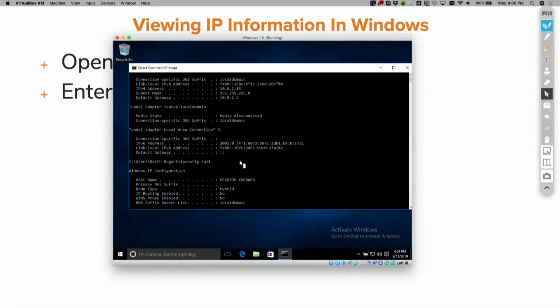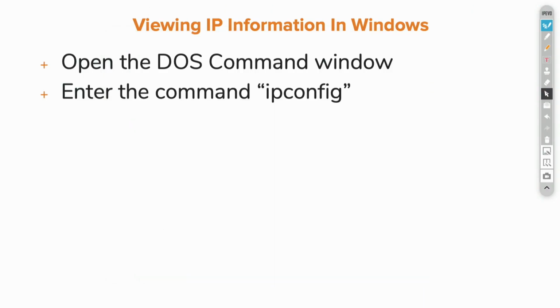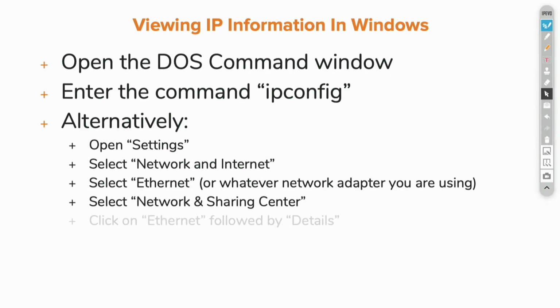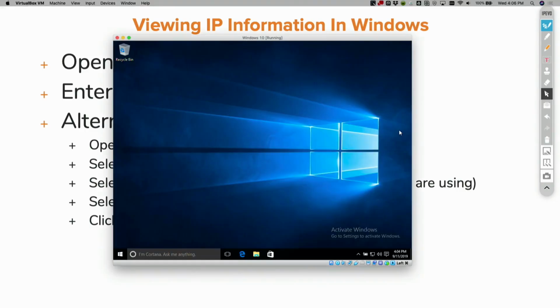Or if you're a fan of using the GUI, you don't have to use the DOS prompt at all. And that gets us to this other thing. We could go into our settings, open up network and internet, select our network adapter. In my case, it's going to be Ethernet. Go to the network and sharing center, and then click on Ethernet followed by details. Now I know that's a lot of steps right there. Let's just go ahead and go right through it.